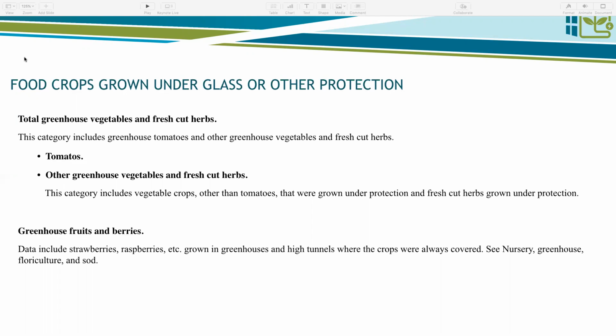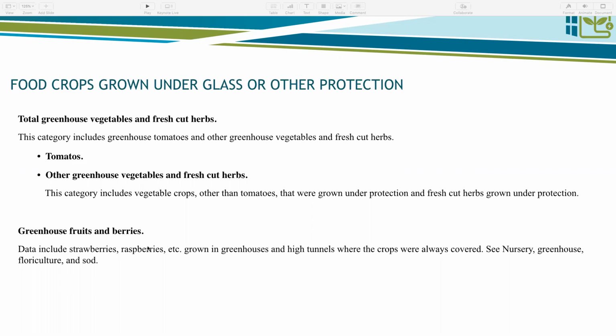Also, according to the USDA definitions, when you look at numbers that refer to total greenhouse vegetables and fresh cut herbs, this category includes greenhouse tomatoes and other greenhouse vegetables and fresh cut herbs. So you're going to see some total numbers reported, but then within this category, they break down into tomatoes and other greenhouse vegetables and fresh cut herbs. Tomatoes are tomatoes. The other greenhouse vegetables and fresh cut herbs would be everything else other than tomatoes. That's how the USDA is defining those terms here.